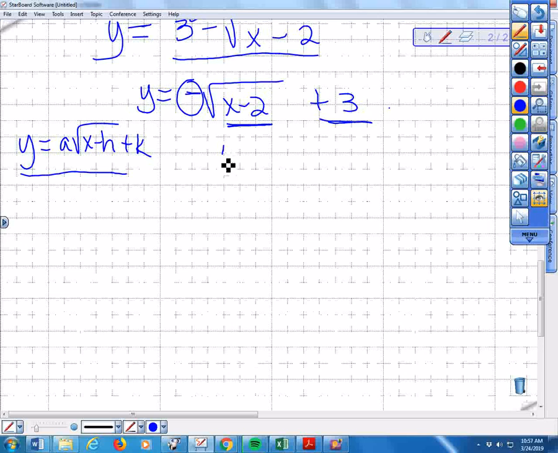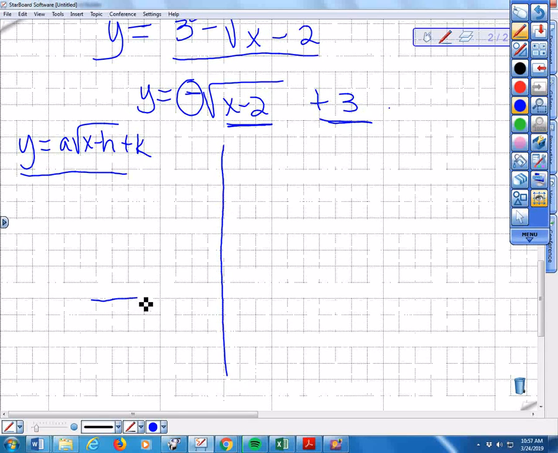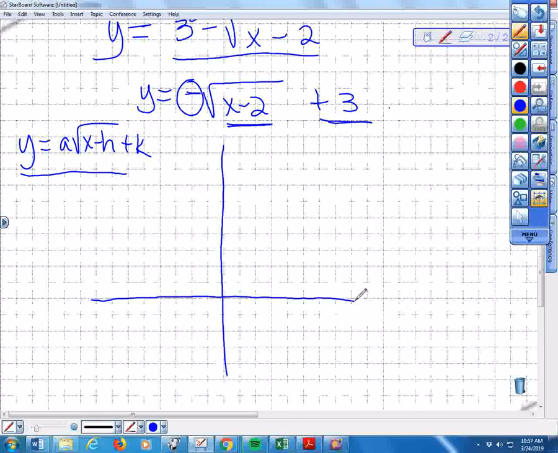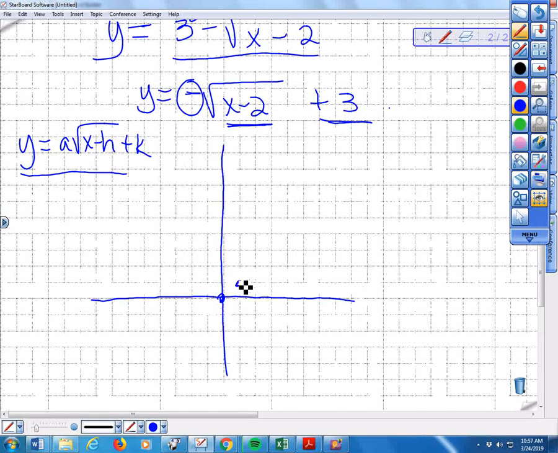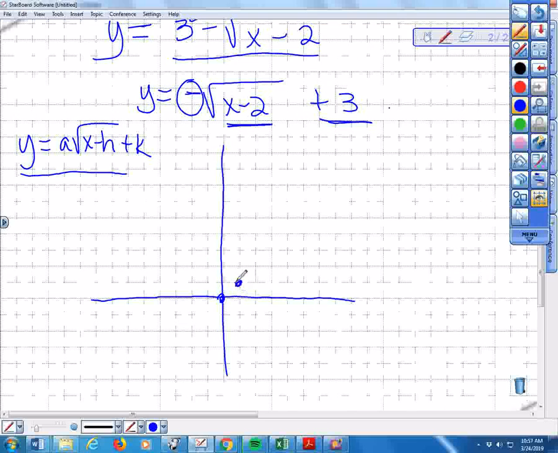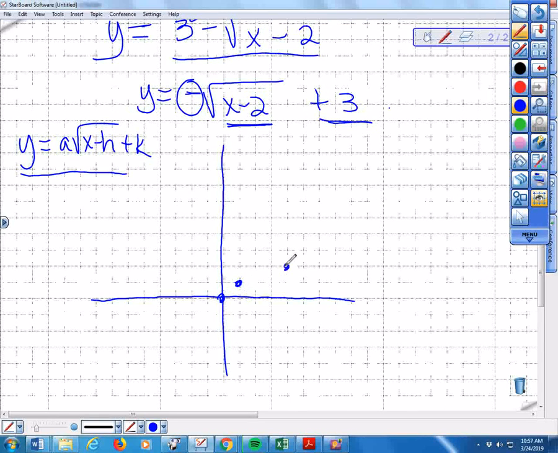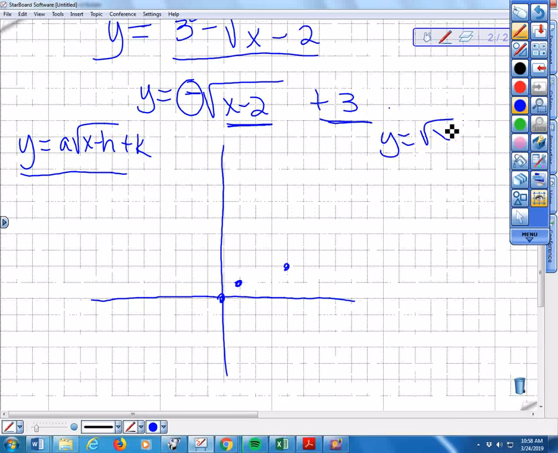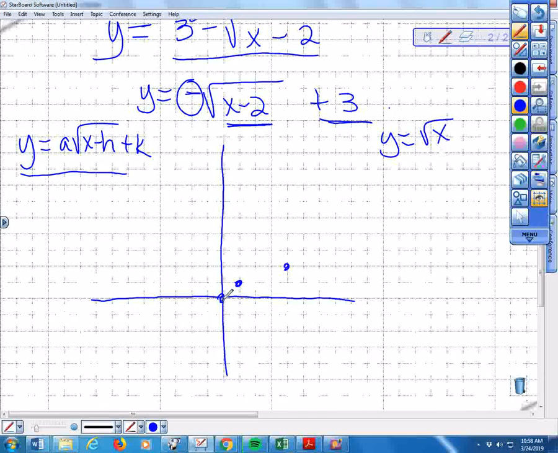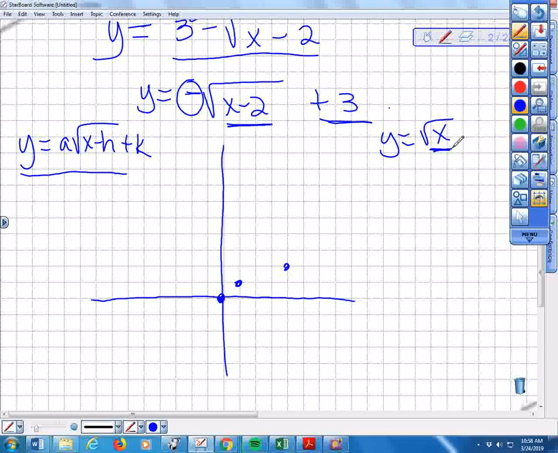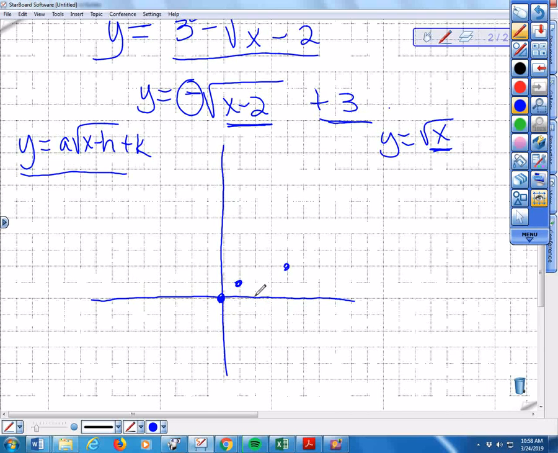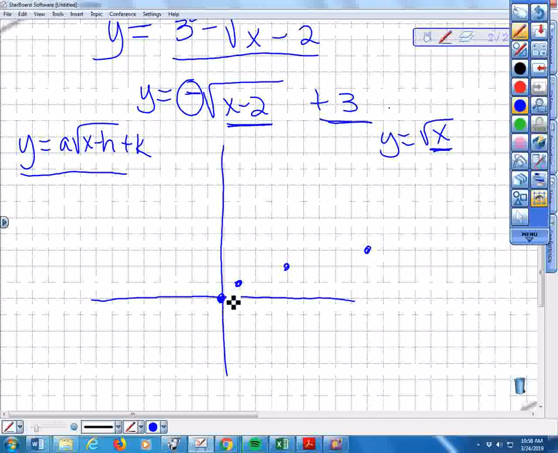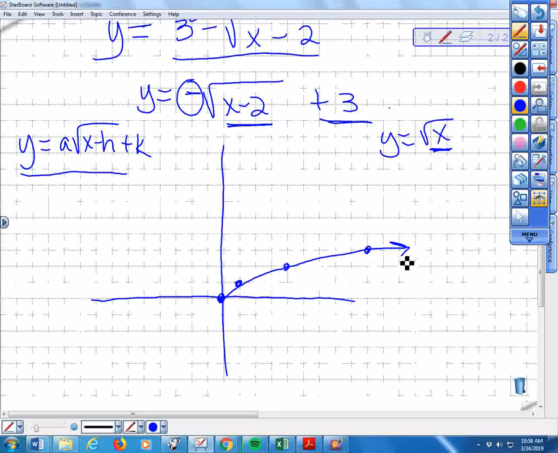Okay, so I'm going to go ahead and graph the square root of x first. 0, 0, 1, 1, 4, 2. And all I'm doing is picking some points and graphing the square root of x. Remember, it's never going to go past 0, 0 because x can never be negative. And then I'll just do one more. 9, 3. There it is. Okay. So there is y equals the square root of x.